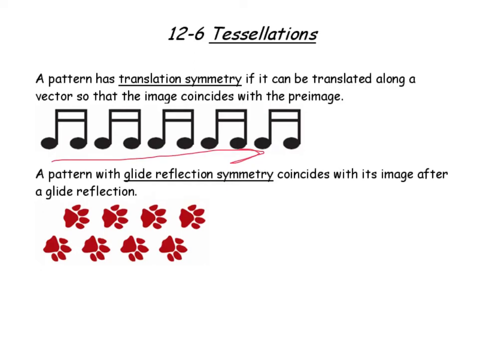A pattern with glide reflection symmetry coincides with this image after a glide reflection. So I want you to think of glide as in like sliding and then flipping over, sliding and flipping over. So like here, if I take this paw print and slide here and then reflect it over, slide here, reflect it over, slide here, reflect it over. So it's a glide reflection.